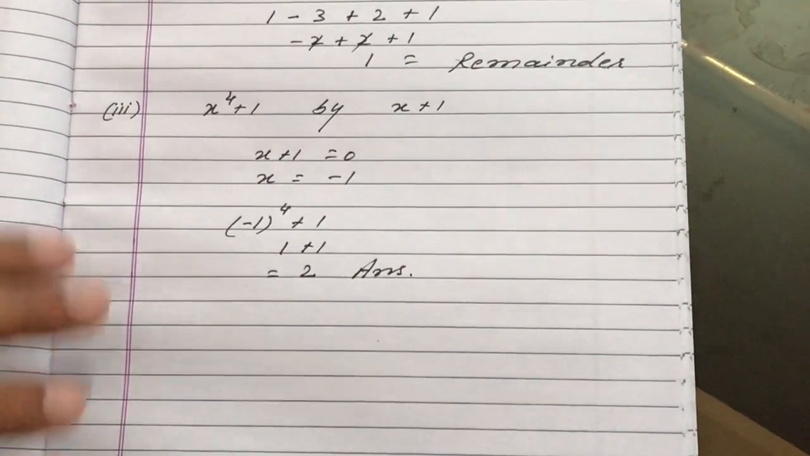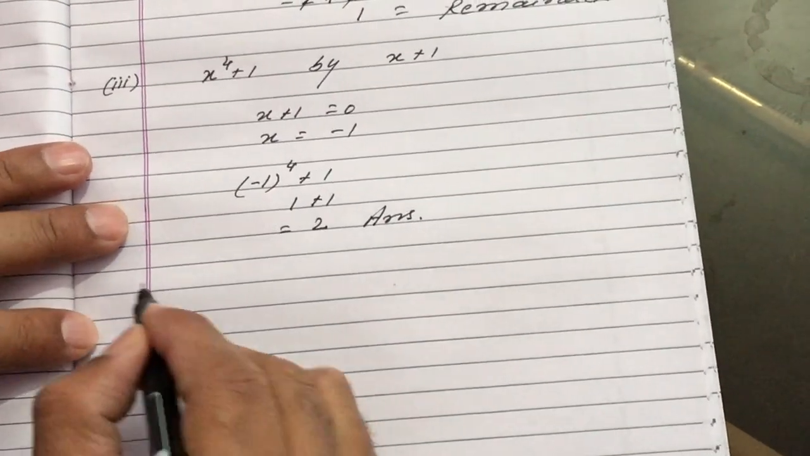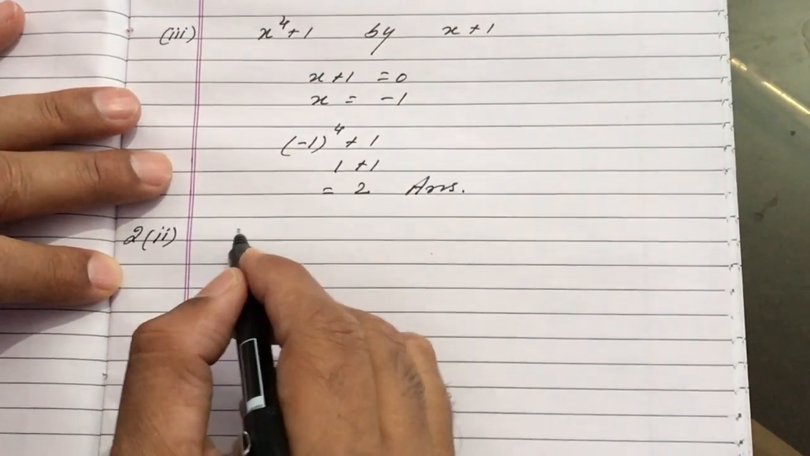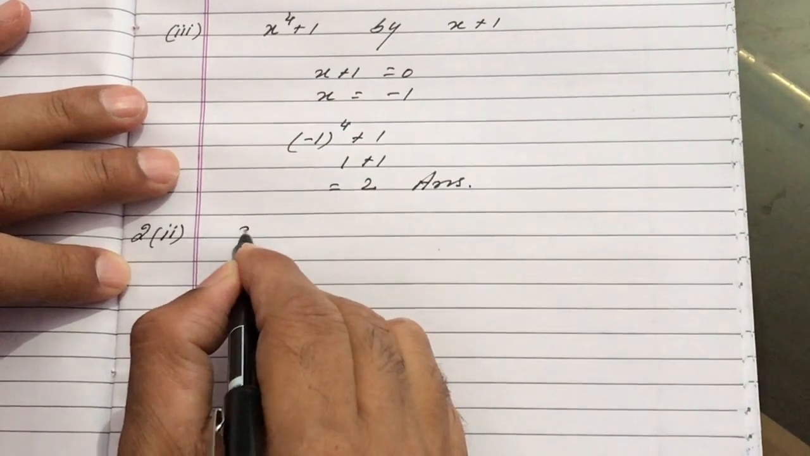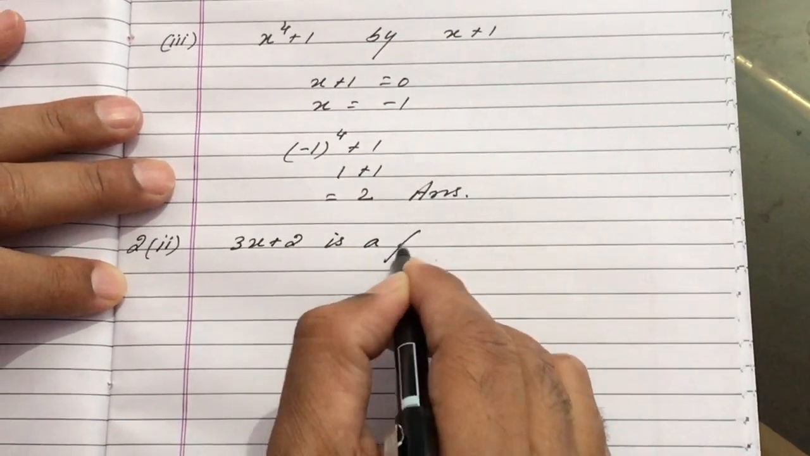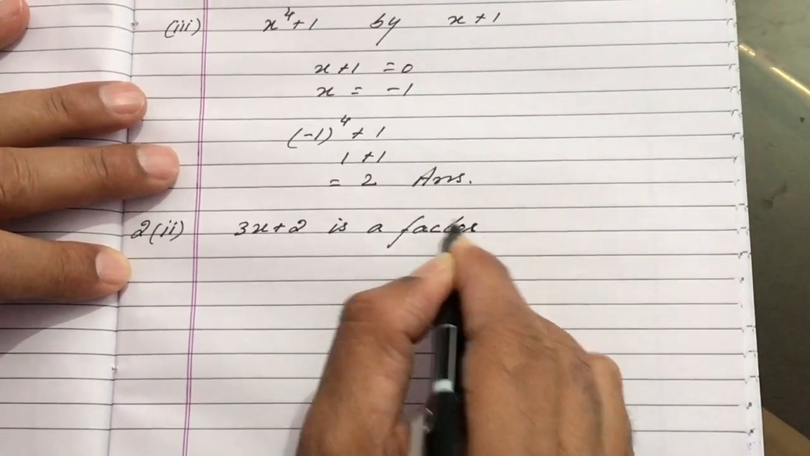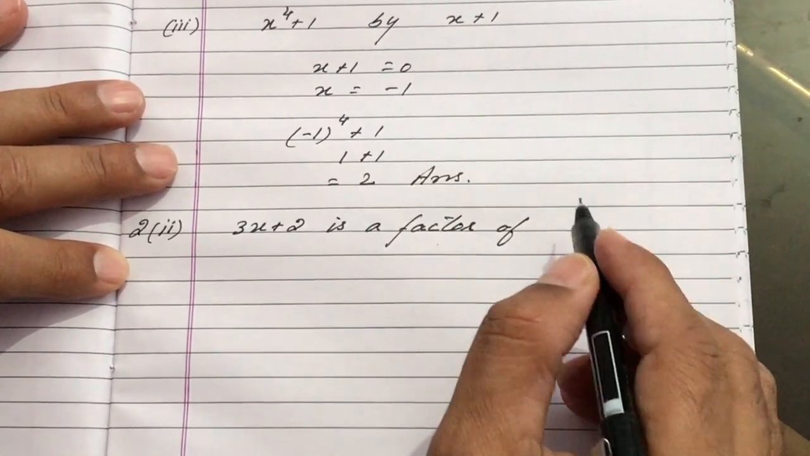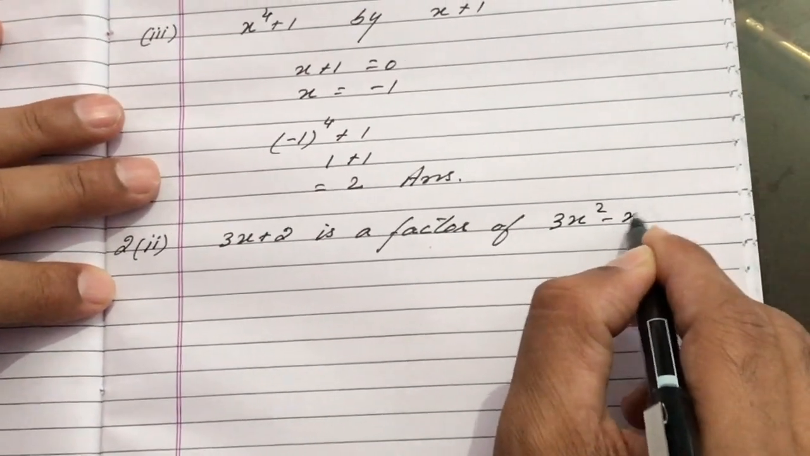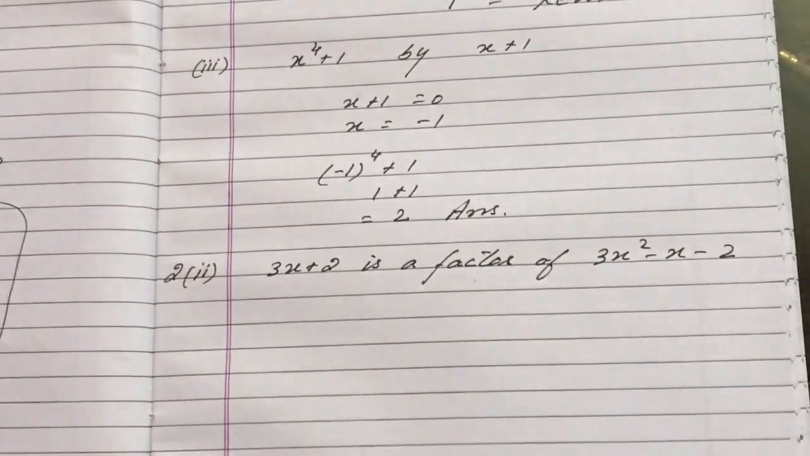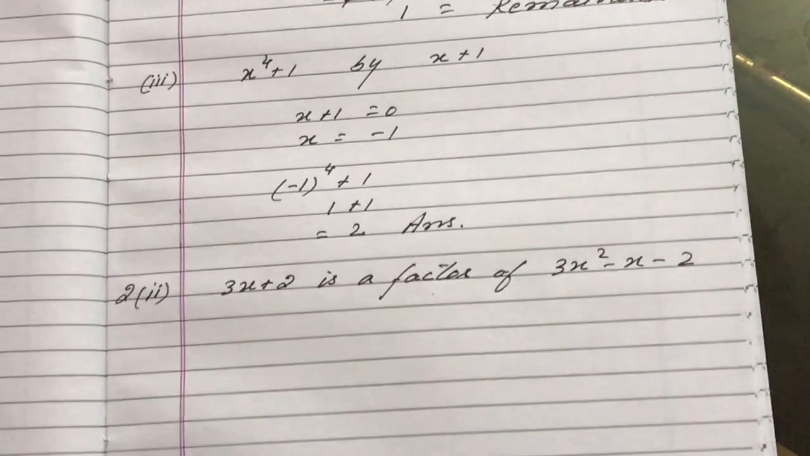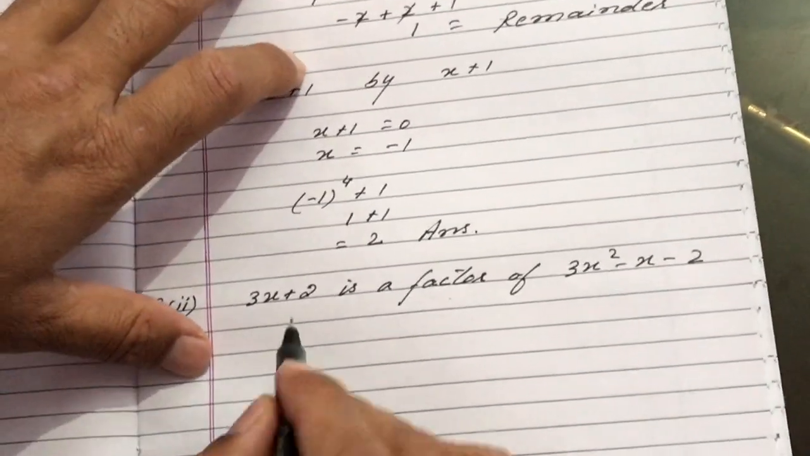Then the second part. I do one part, now the second part. Second, I have to show that 3x plus 2 is a factor of 3x square minus x minus 2. So I have to prove that this is a factor of 3x square minus x minus 2. So again I find the remainder first.